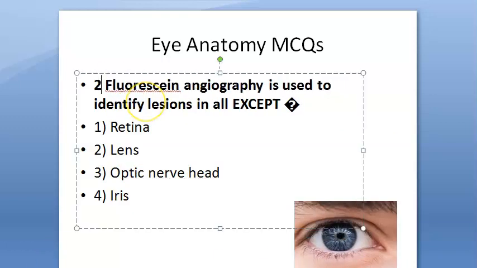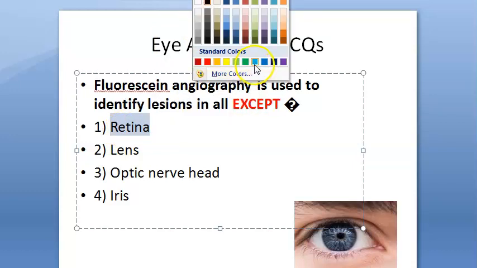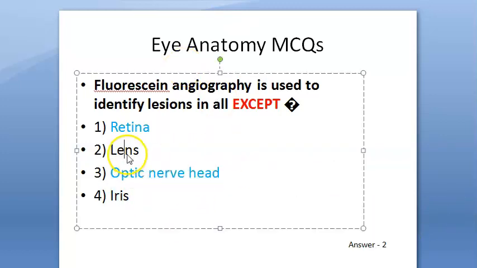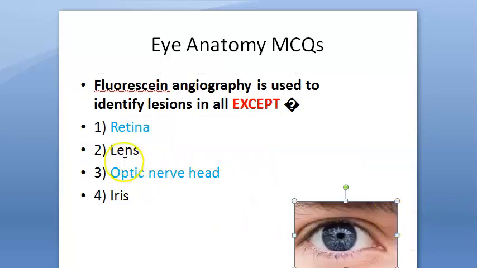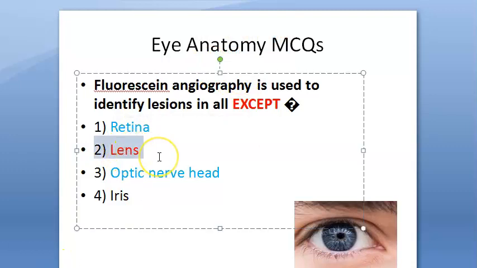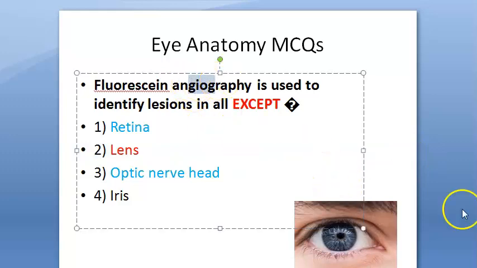Fluorescein angiography, one more question on this. It is used to identify lesions in all except: retina. We use it, that's what we said, so retina will be a correct use. Lesion in lens, optic nerve head. Why not? That also you can use, right? Let's look at the answer here. The answer is 2. You will not use it to identify lesions in the lens. See, basically lens and cornea are avascular structures, so you cannot use any angiography, right?